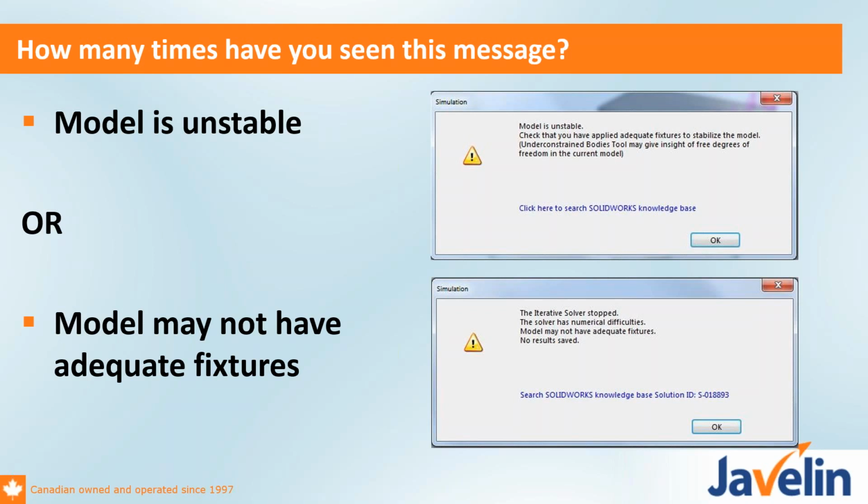Now, the other thing that can cause this is incorrect bonding. Your global fixtures might be fine. You might have a good path to ground for most of your loads, but if you have one part or a couple parts that aren't bonded correctly, either you forgot to bond it or it's set to no penetration instead of bonded, then you can also see instability. And it may not be every part, just one little part in the analysis.